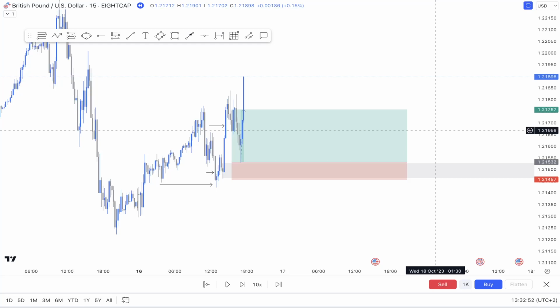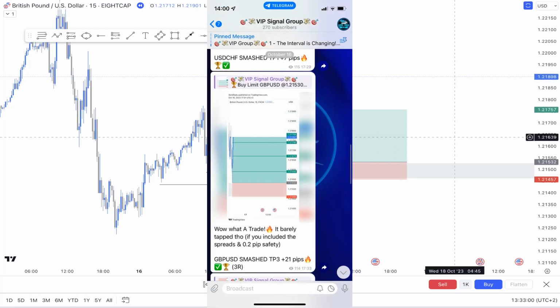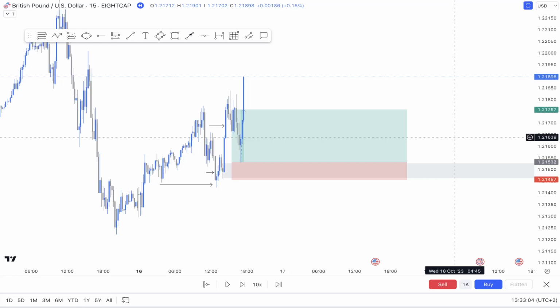Oh, I forgot to mention that I will also attach a picture on the screen right now to see exactly when this trade was updated in the SMC group. And this was another trade that respected all of the rules we just discussed.